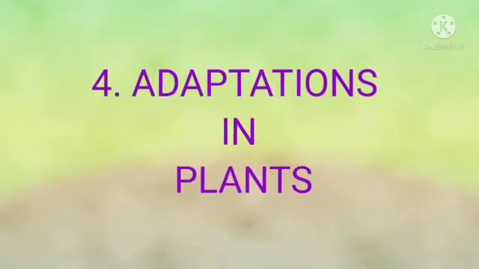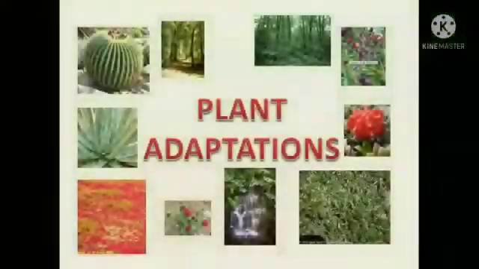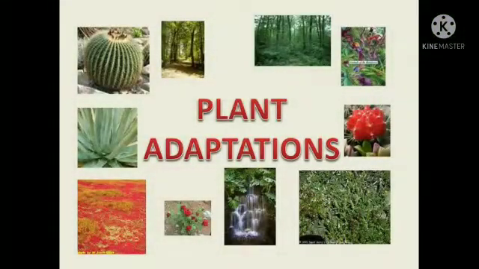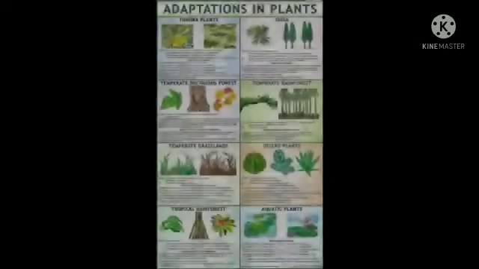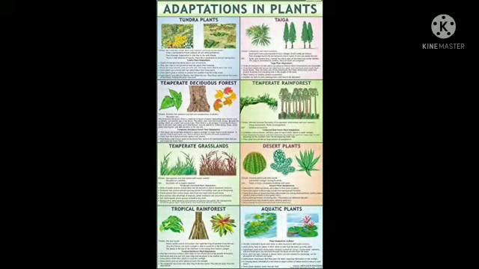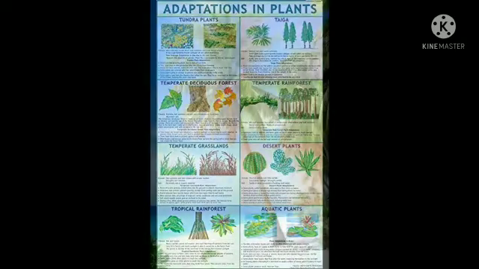Chapter 4: Adaptation in Plants. We see plants growing almost everywhere. The natural home where a plant lives and grows is called its habitat. To survive in their habitat with the help of some special body features is called adaptation.